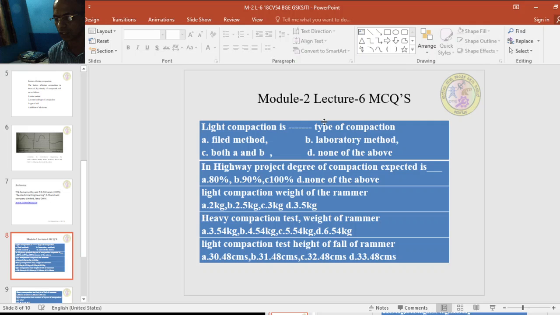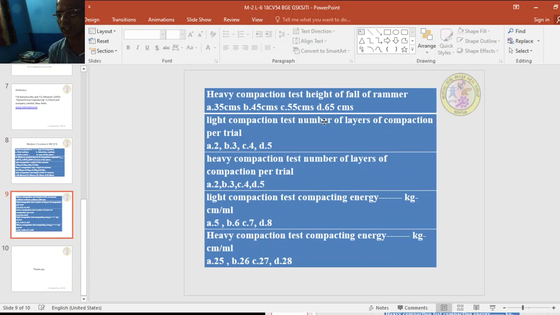In light compaction test, height of fall of the rammer is option A 30.48 cm, option B 31.48 cm, option C 32.48, option D 33.48. It is 30.48 cm. In heavy compaction test, height of fall of rammer, option A 35 cm, option B 45 cm, option C 55, option D 65 cm. Answer is 45 cm.